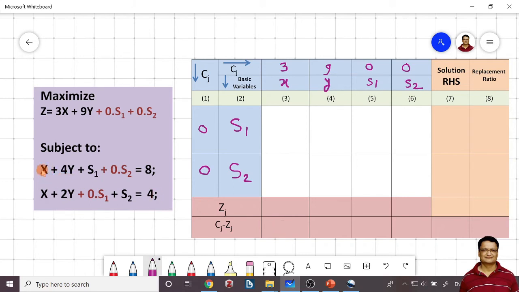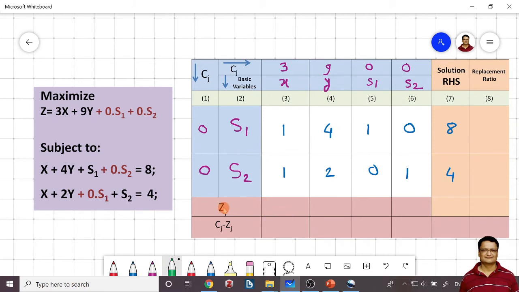Now we will add the first constraint in the first row, so the coefficient of x is 1, the coefficient of y is 4, the coefficient of s1 is 1, the coefficient of s2 is 0, and the right hand side is 8. So this will be 1, 4, 1, 0, 8. For the second constraint I have also written the coefficients in the respective places, so that is 1, 2, 0, 1, 4.